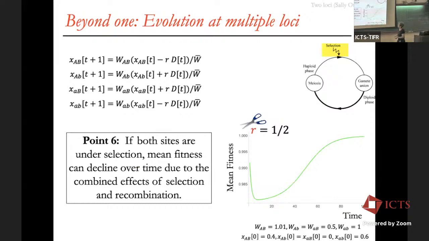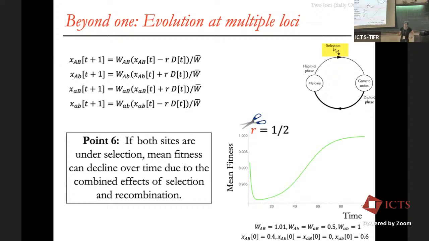Another point. So if both sites are under selection, but there's recombination as well, turns out that the proof that we were able to make for the haploid and diploid one locus model no longer holds. Recombination with selection can lead mean fitness to go down from one generation to the next. And here's just a sample example simulation, starting with these chromosome frequencies where you get mean fitness going down and then going up, even if R equals a half.